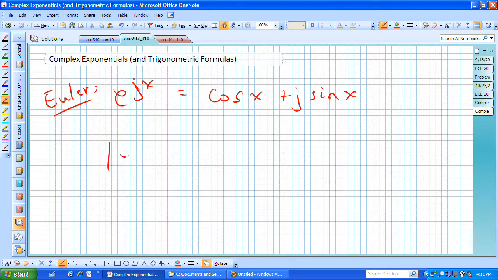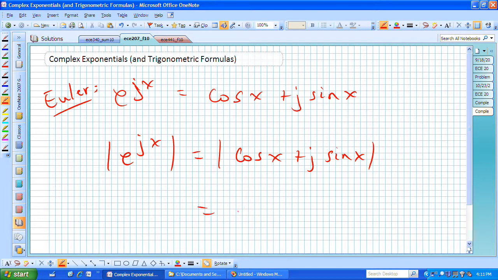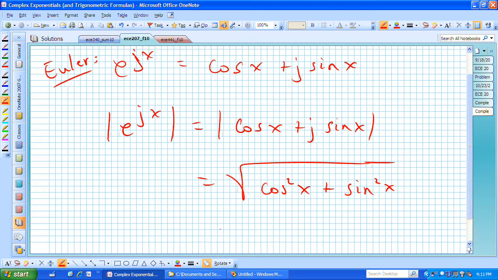And if you wanted to remind yourself what that is saying, or one way of viewing that, you could say, well, what's the magnitude of e to the jx? That's just the magnitude of this real number plus j imaginary number, or the square root of the real part squared plus the imaginary part squared, and we know what sine squared plus cosine squared is. That's equal to 1, and the square root of 1 is 1. The magnitude then of e to the jx is 1.